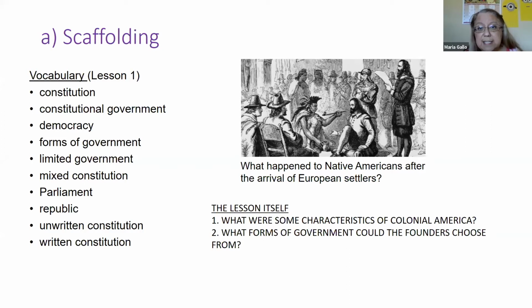The lesson itself can also be chunked. What are some of the characteristics of colonial America? So you'll see that some of the segments, what are the forms of government could the founders choose from? These are all in the form of questions, but they are all segments that can be scaffolded in.